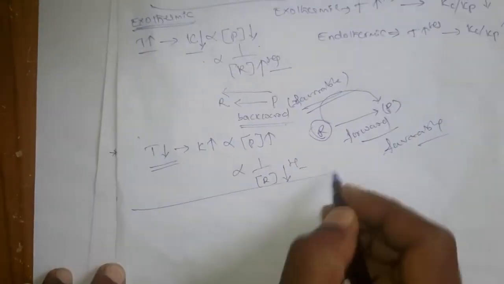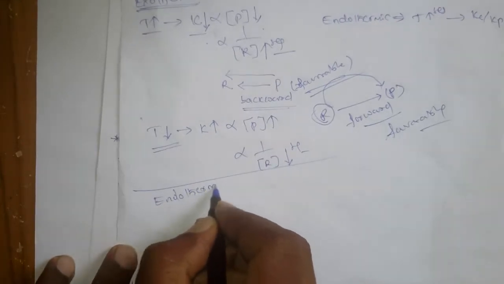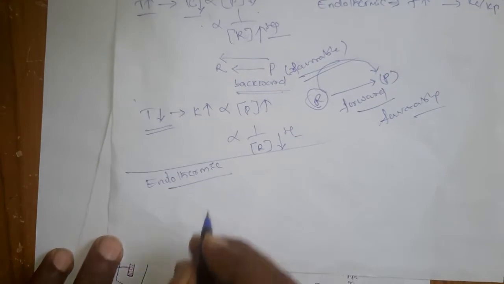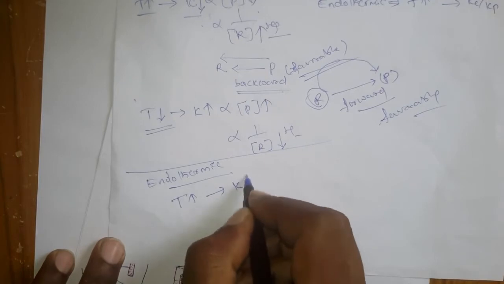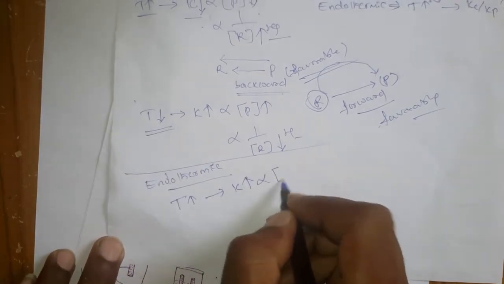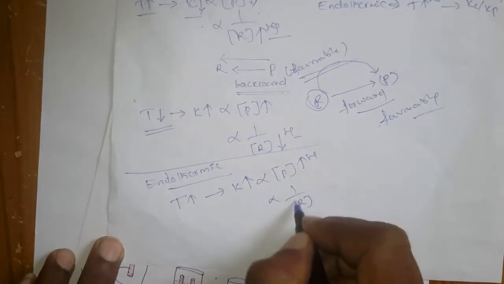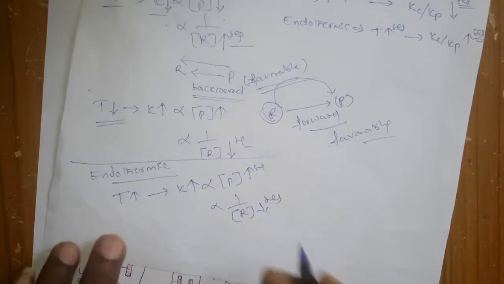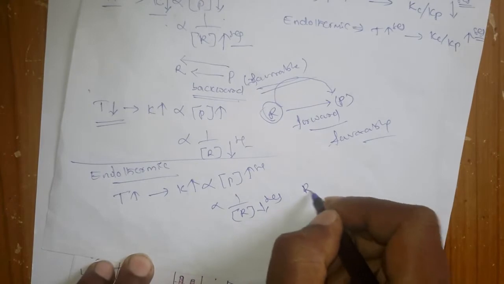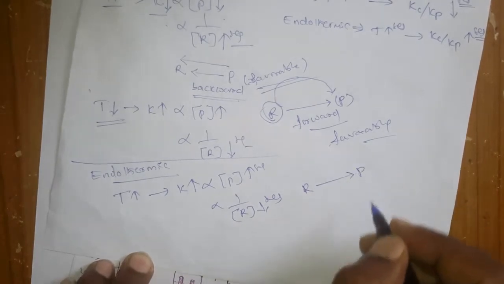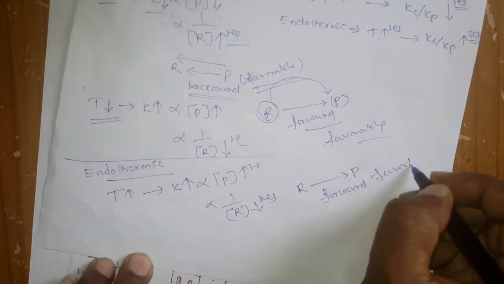Okay, right. And now come to the second case, the endothermic. How is the endothermic case? When you increase the temperature, the equilibrium constant also increases, so that the product concentration increases and the reactant concentration decreases. So what does that mean? The reactants are converting to the products. Okay, so that means here the forward reaction is favorable.